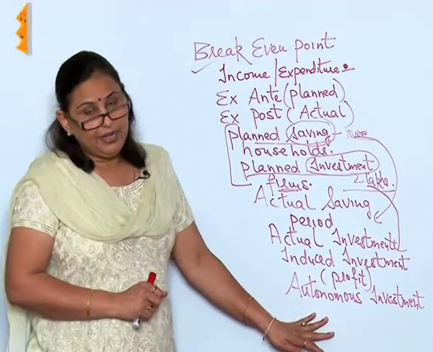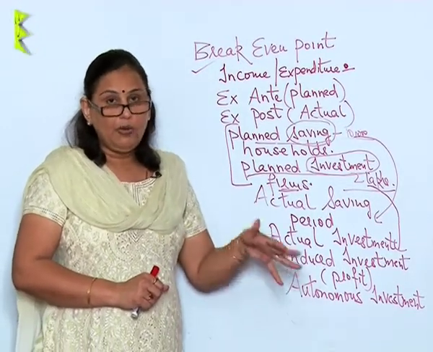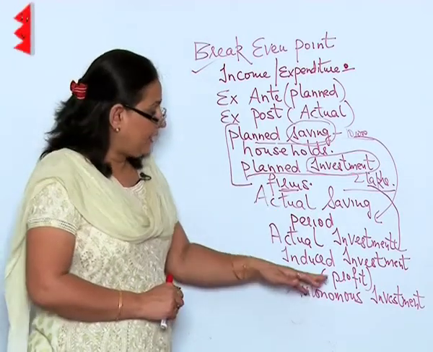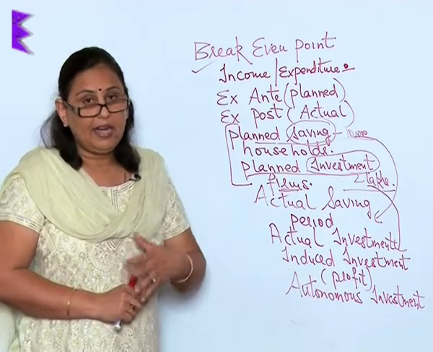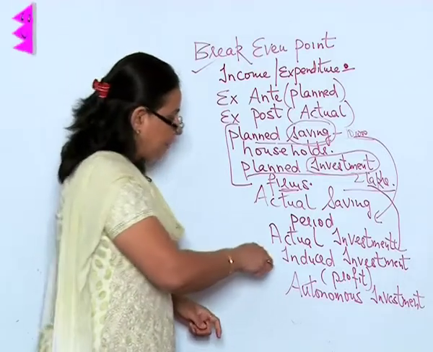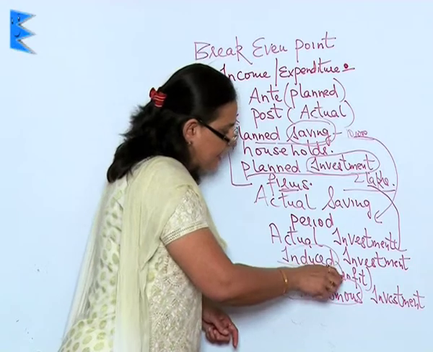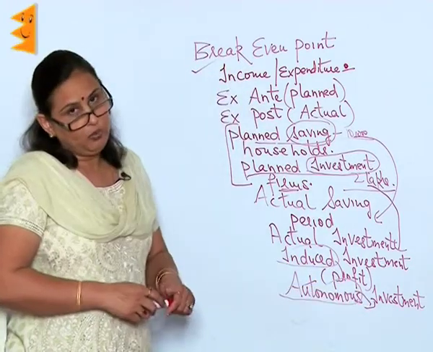Autonomous investment is the investment which is done without any such thing in mind, say the profit motive. It is more of a welfare measure and it is done by the government. Induced investment is by the private firms and has profit as its motive, while autonomous investment is by the government and has welfare as its motive.